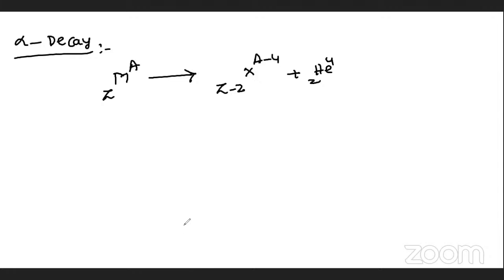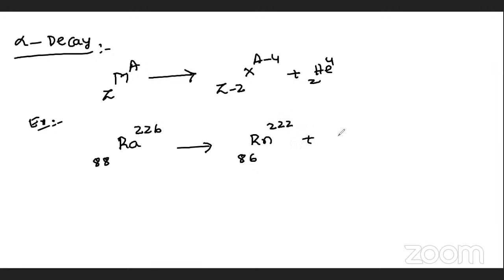Okay, fine. Let us consider an example, radium 88-226 gives radon 86-222 plus He 2 4 plus 4.87 MeV. Here plus means that the energy is released.